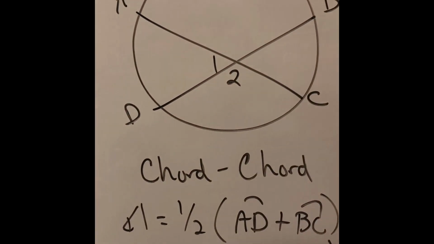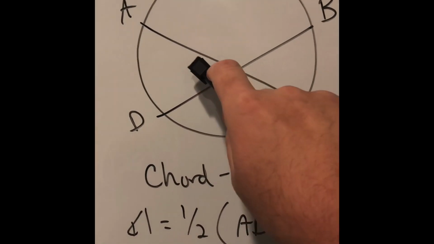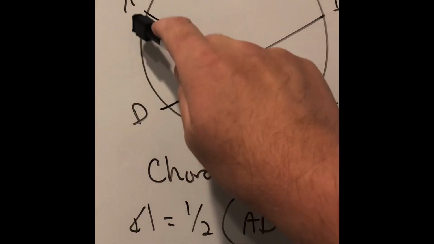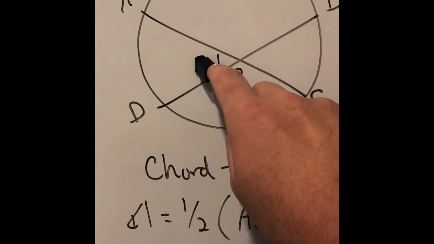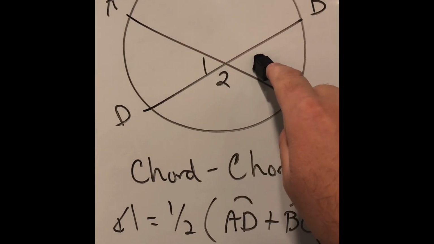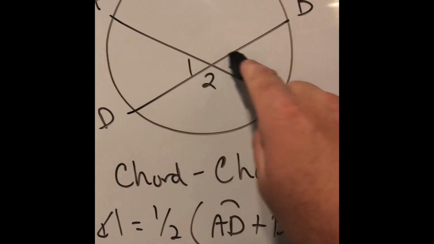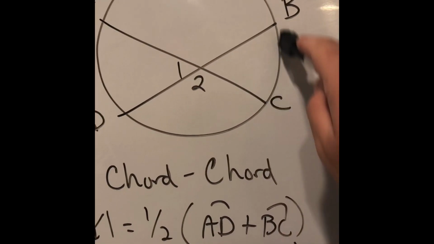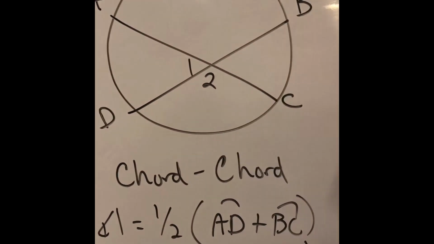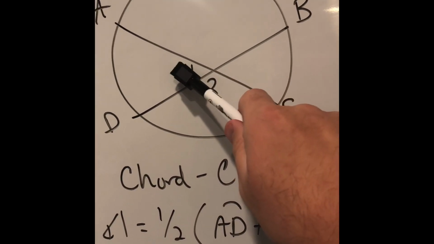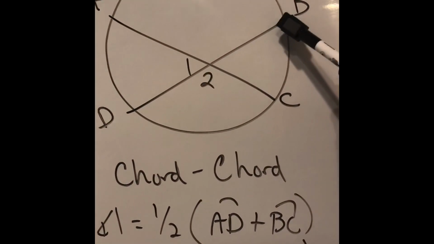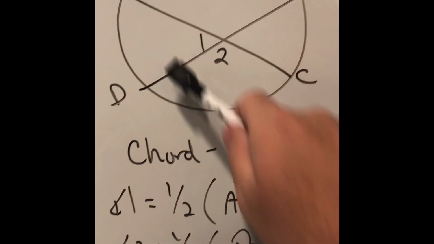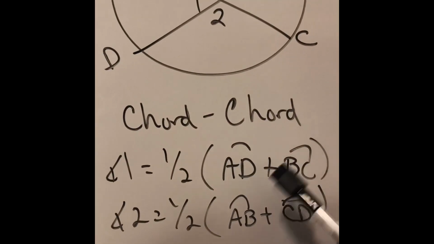Now the way that we find these is, take a look at angle 1 here. Notice this is the arc that it intercepts, right? But you also need to take the arc of its vertical angle. So these 2 angles are vertical to each other. Notice this angle intercepts this arc BC. Okay, remember vertical angles are congruent. So if we have arc AD plus arc BC when it's a chord-chord angle, angle 1 is going to be half of AD plus BC.